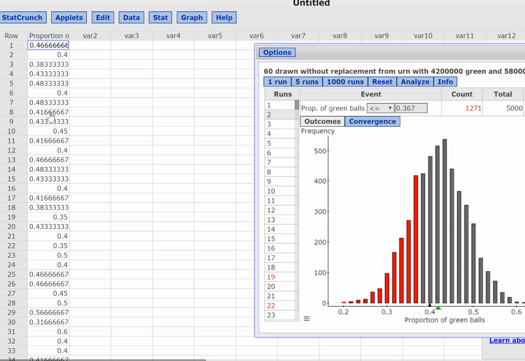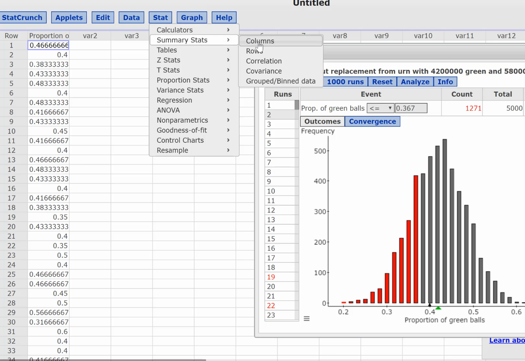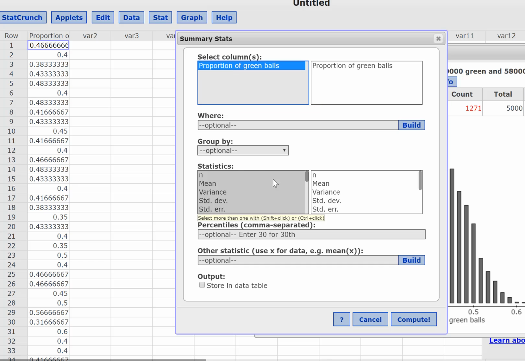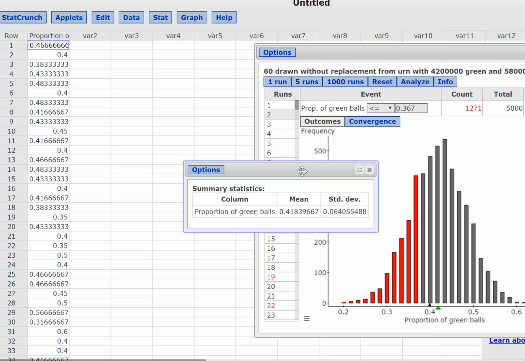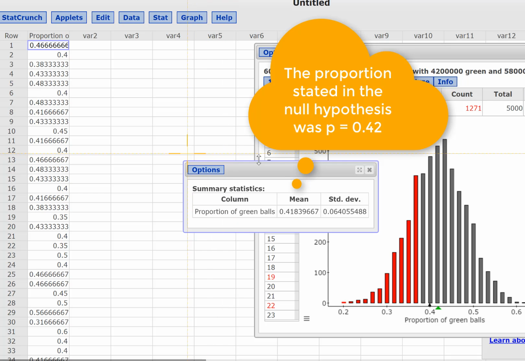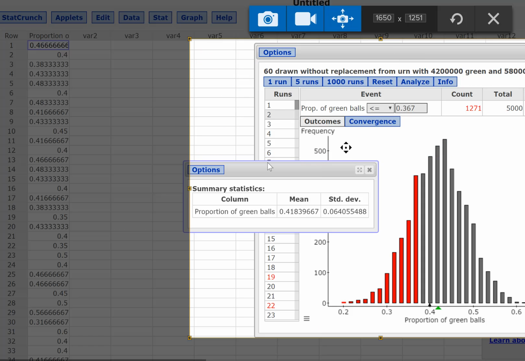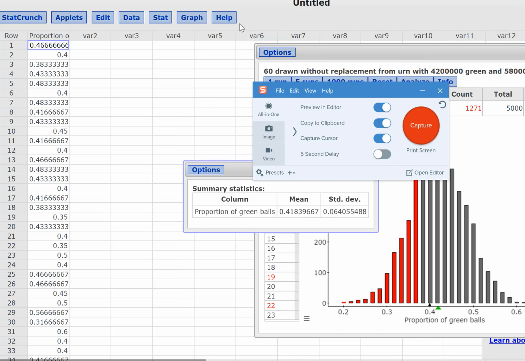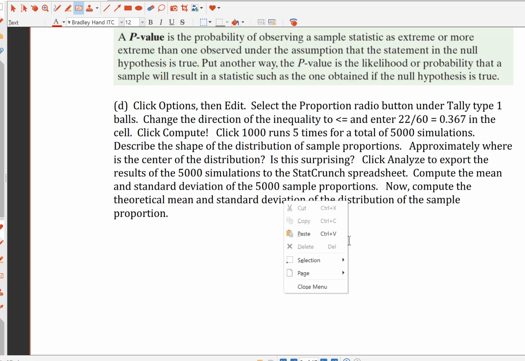What I'm going to do is find the mean and standard deviation of these. Stat, summary stats, columns, the mean and the standard deviation. So the mean of all of my sample proportions is how much? Essentially 0.42. What was the value of the proportion stated in the null? The standard deviation is what? 0.064. Is that right? Now we're going to do something really fancy schmancy.